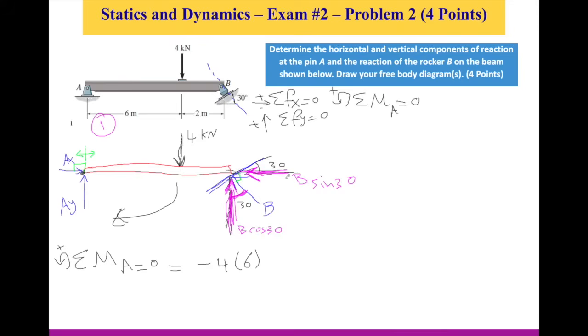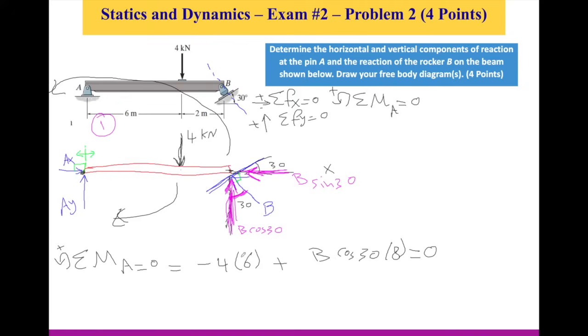Also, I have an x-axis component for the B, which is B sine 30, but if you notice, it passes through point A, so we don't have a distance, so that's not going to create any moments, so that's gone. I have the y component, which is B cosine 30, and if you notice, it's going to be rotating counterclockwise, so it's going to be positive B cosine 30. Don't forget the distance between the line of action of the force and the point A, which is 6 plus 2, that's 8. I don't have any other forces, that equals 0.